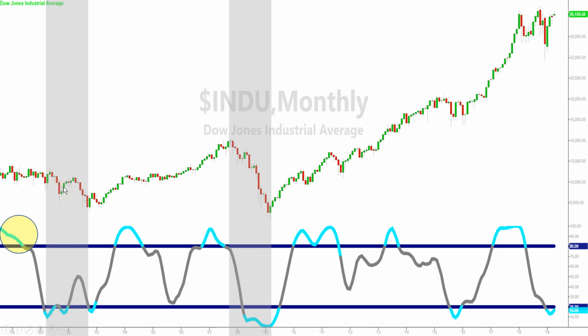But what happens is that eventually, at some point during the recession, the indicator comes to oversold, which means that it is now a value opportunity. It's a good time to invest in equities.